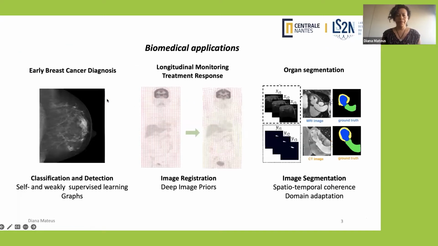So this was the initial plan in the abstract. We had 3 applications, which were mammography classification for early breast cancer diagnosis. Then I will talk about PET image registration. And in the abstract, I mentioned organ segmentation. I think it won't fit. I have the slides, but let's see. If I cover the first 2 topics, I think it will be good enough.